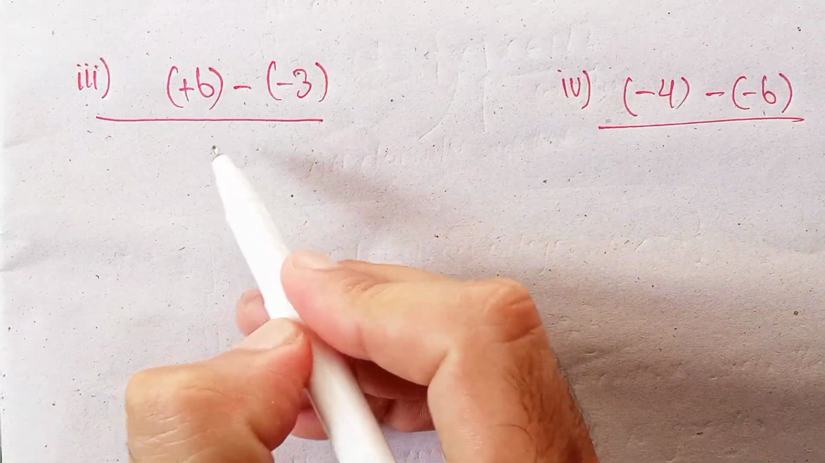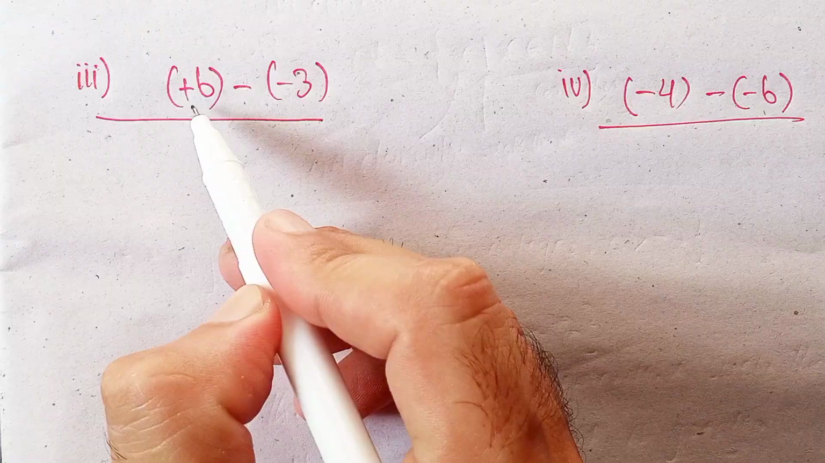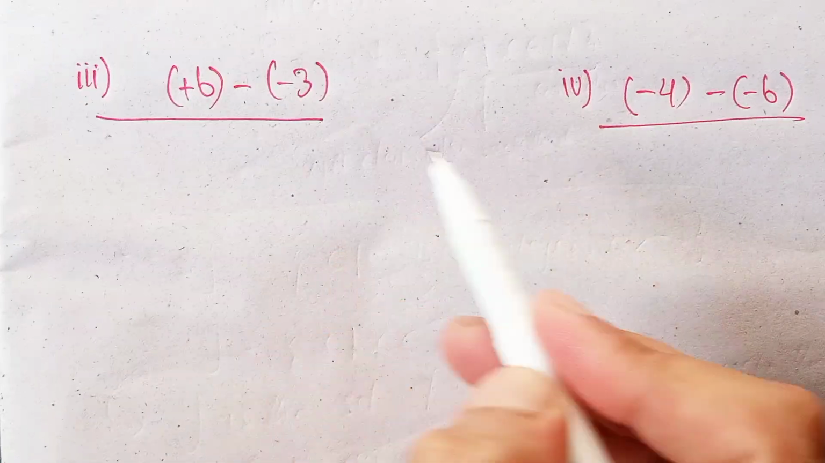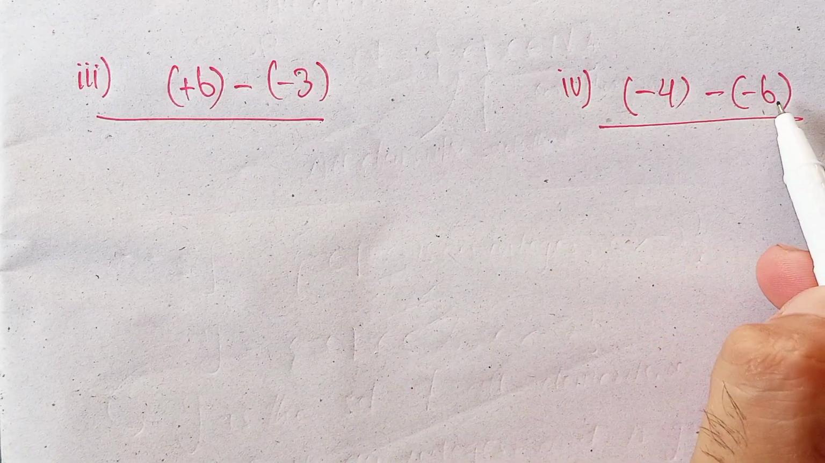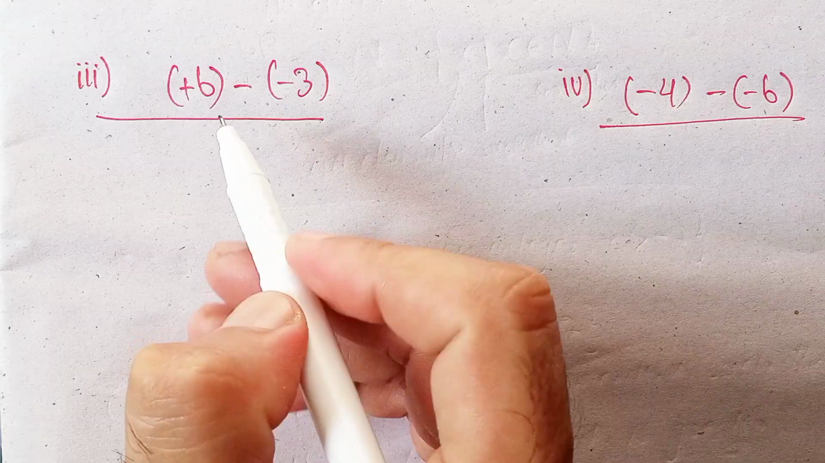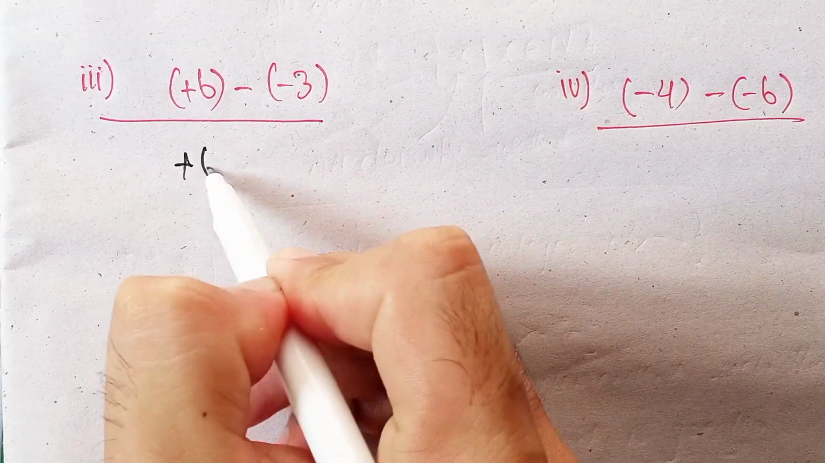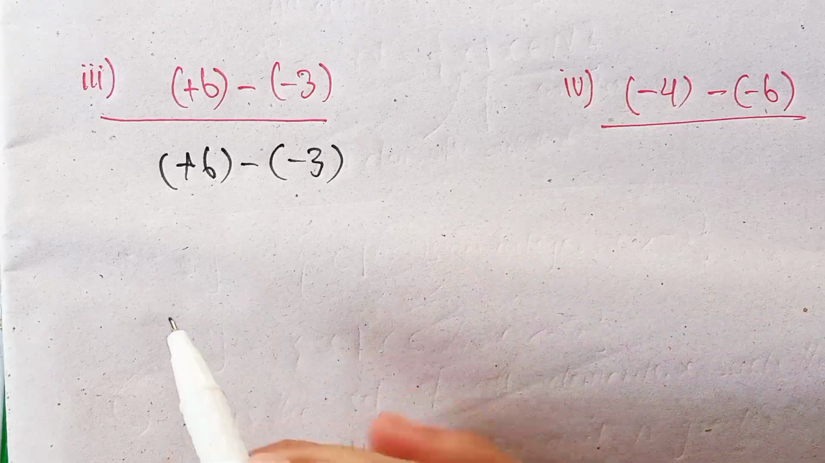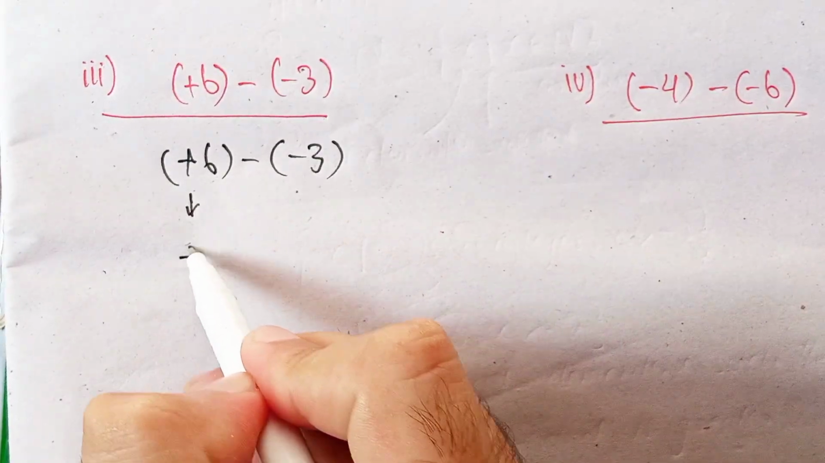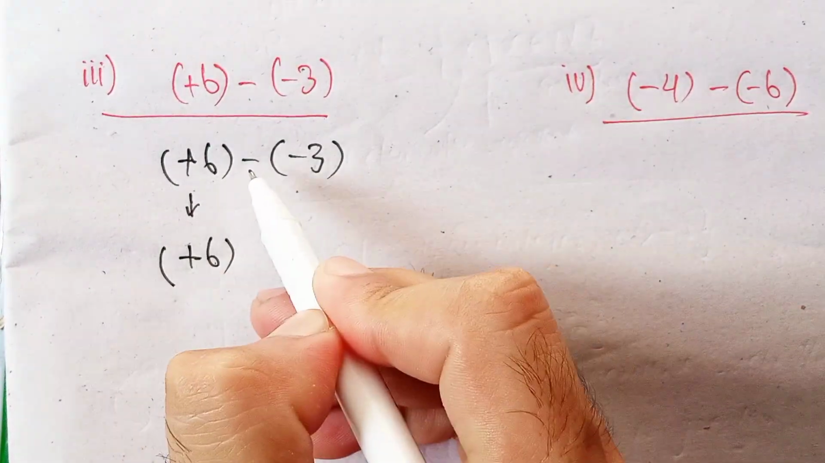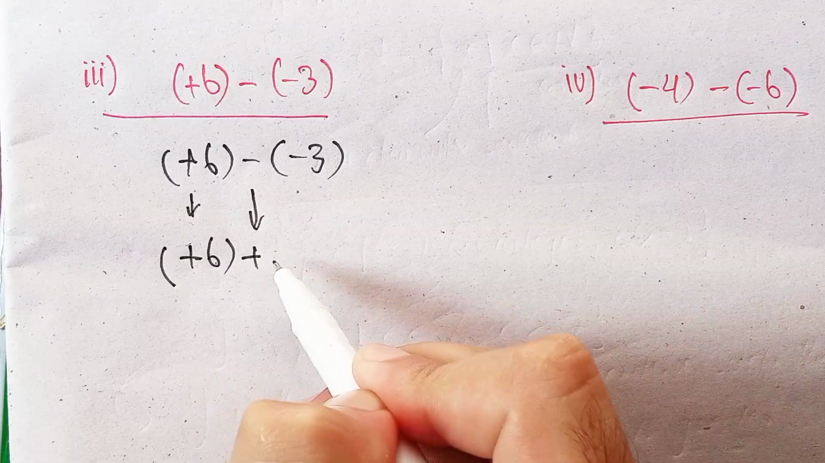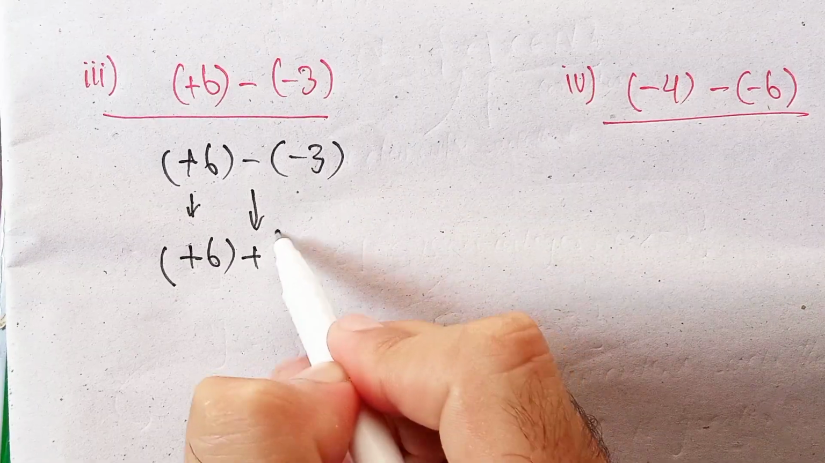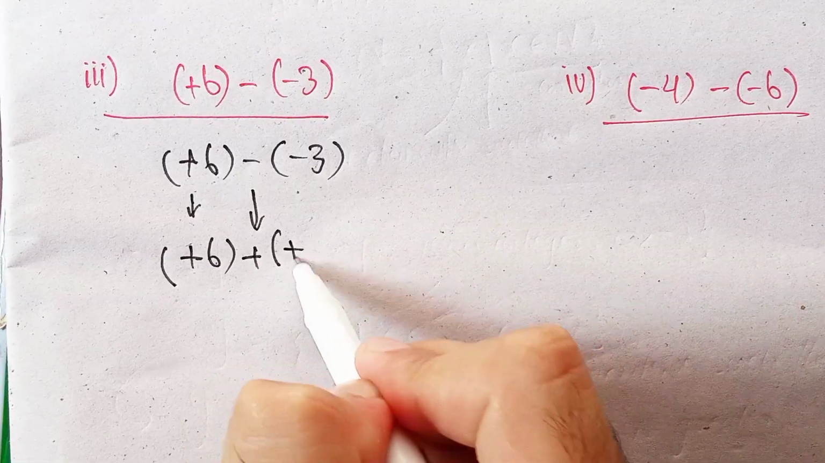Now we are going to cover some more examples, like positive 6 minus negative 3 and negative 4 minus negative 6. We will write the expression as before. So positive 6 minus negative 3. Okay, keep the first integer as it is, positive 6. Change the minus sign to a plus sign. Change the sign of the second integer. So negative 3 will be converted into positive 3.